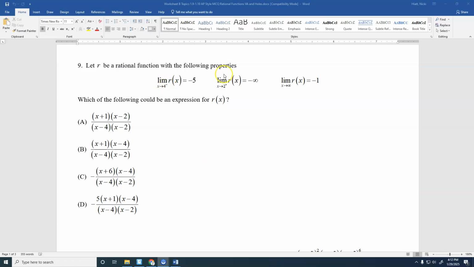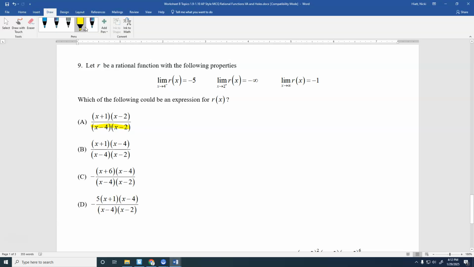Alright, so this problem gives you 3 pieces of information that all have to be true. If you notice here, the denominators of all of these are the same. So they all have discontinuities at 4 and 2, which they tell you information about 4 right here and 2 right here. So this is telling you that you're going to have a hole at 4, and this is telling you there's a vertical asymptote at 2 because since you're approaching negative infinity, that's got to be a vertical asymptote.